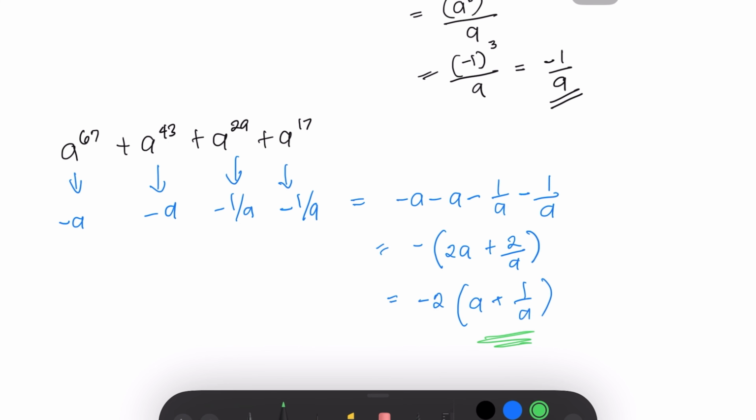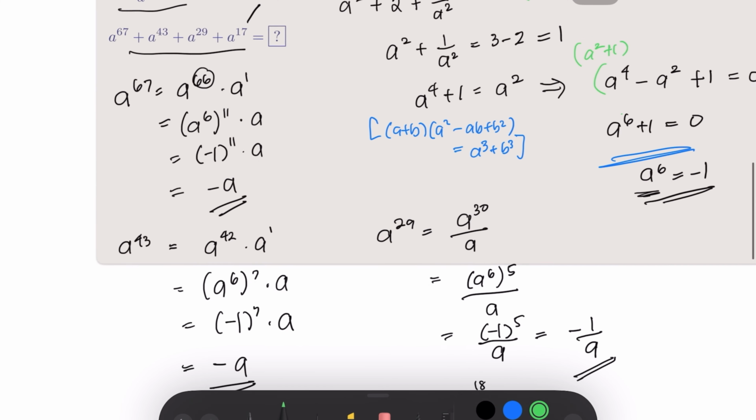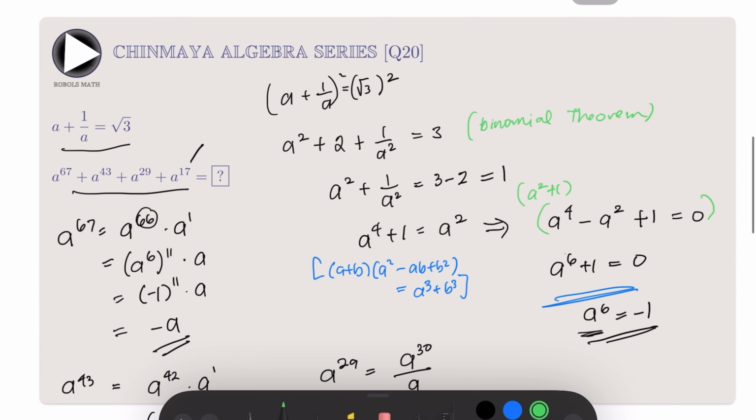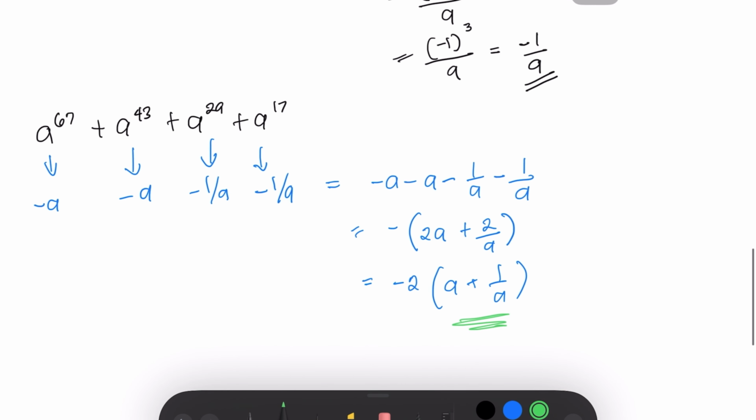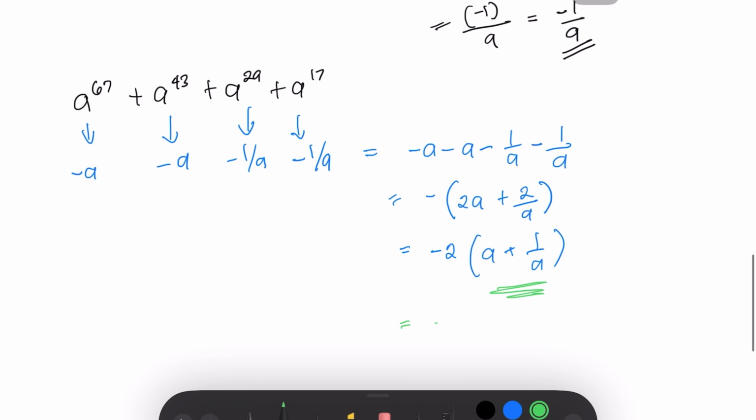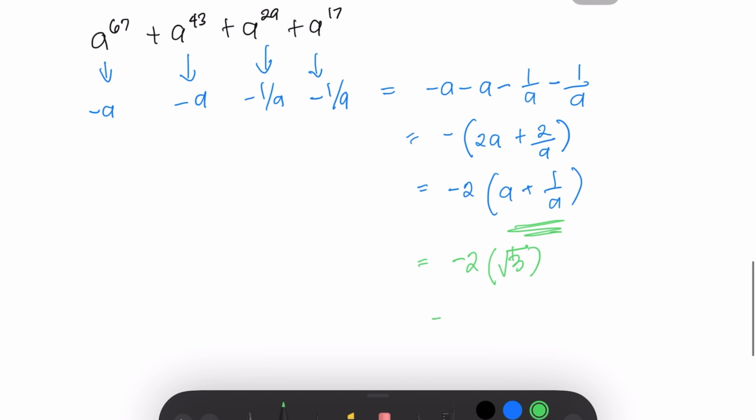But this expression here is already known, and that's actually the given equation. Its value is square root of 3. Therefore, we are looking for this value, and it's equal to negative 2 times square root of 3, or simply negative 2 square root of 3. And that's our final answer.